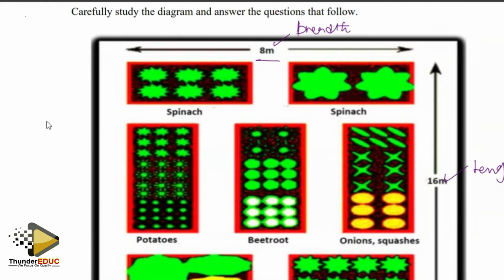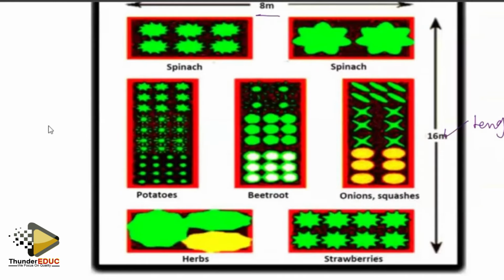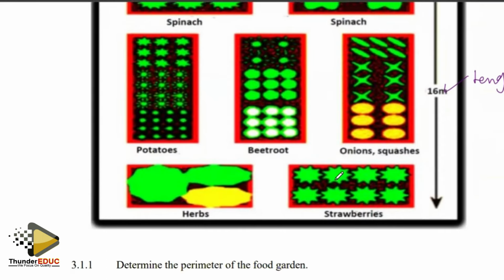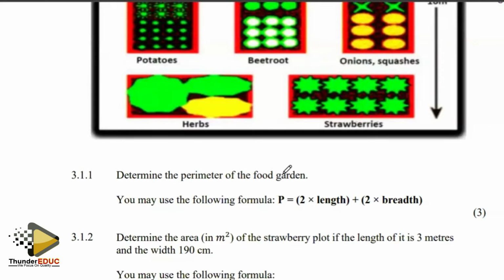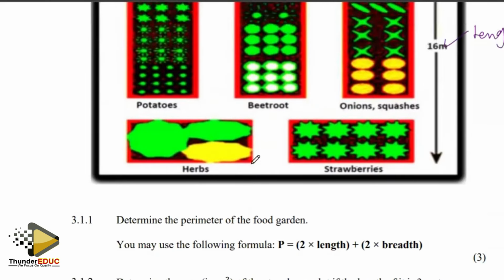Okay, so how many gardens do we have? We have 1, 2, 3, 4, 5, 6, 7. There are 7 gardens of different vegetables. Okay. Determine the perimeter of the food garden, like the whole part of it.